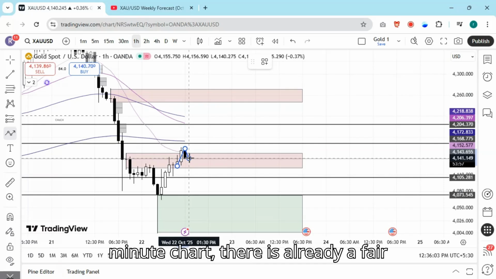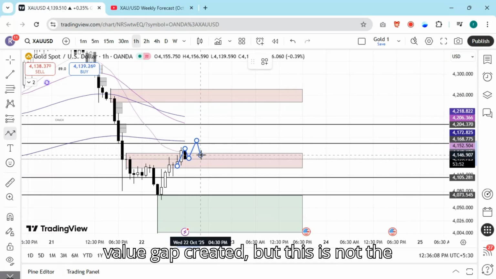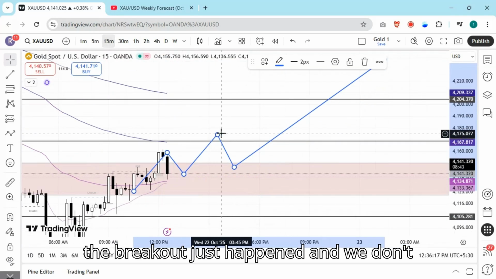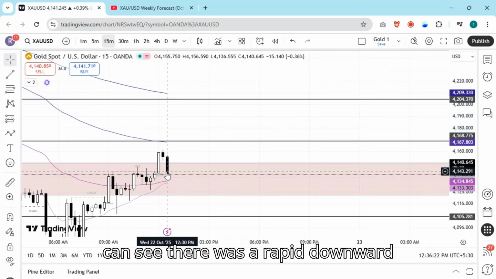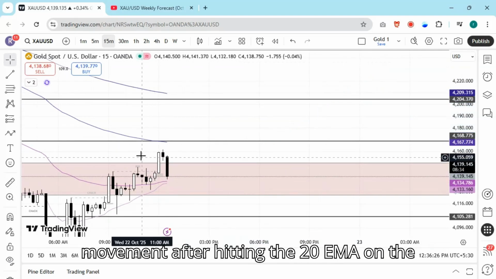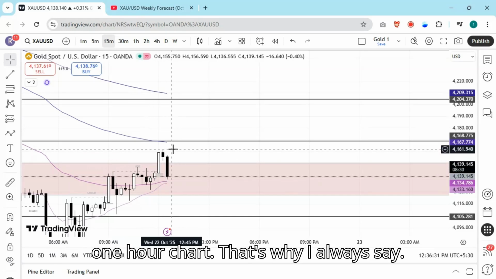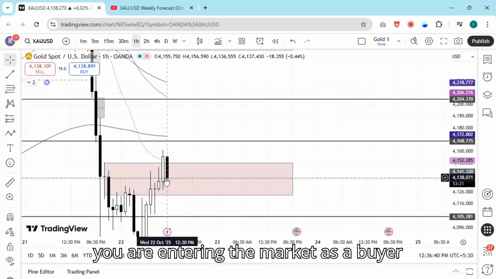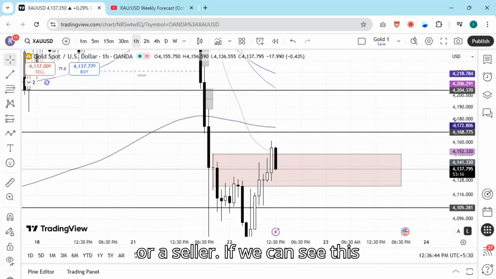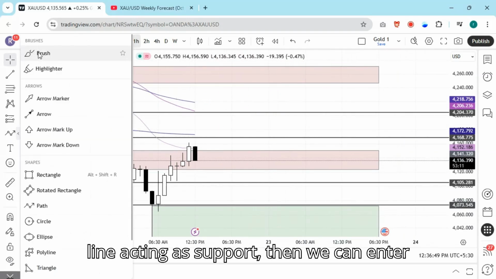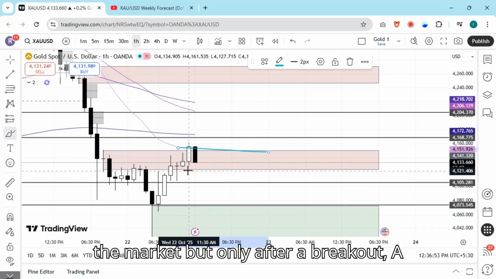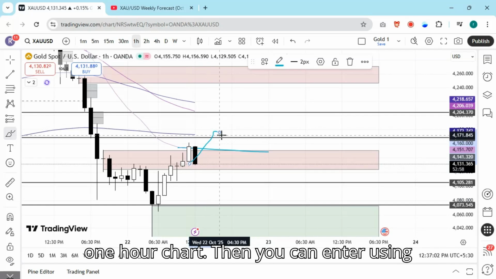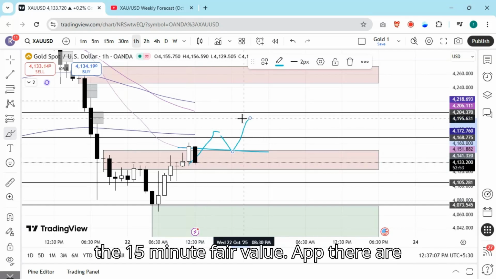On the 15-minute chart, there is already a fair value gap created, but this is not the ideal time to enter the market because the breakout just happened, and we don't know if there was any liquidity grab. You can see there was a rapid downward movement after hitting the 20 EMA on the 1-hour chart. That's why I always say this 20 EMA line is very important when you are entering the market as a buyer or a seller. If we can see this line acting as support, then we can enter the market, but only after a breakout, a retest, and another bullish candle on the 1-hour chart. Then you can enter using the 15-minute fair value gap.